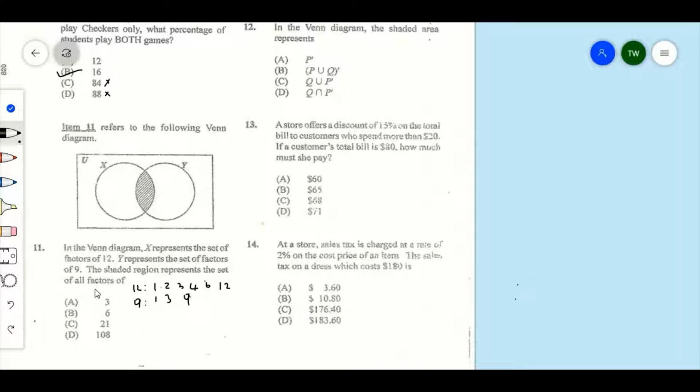So therefore, the shaded region represents what is common between both sets. And clearly here you can see that 3 is common between both sets. So our answer here is going to be 3.